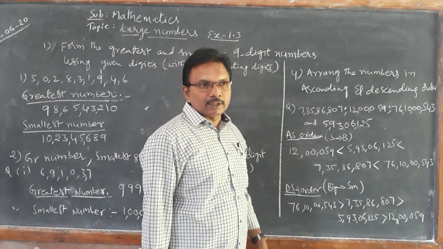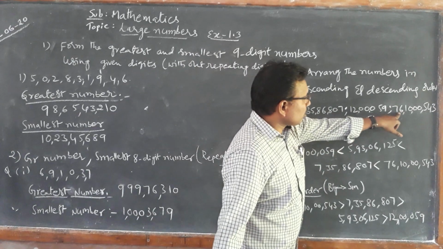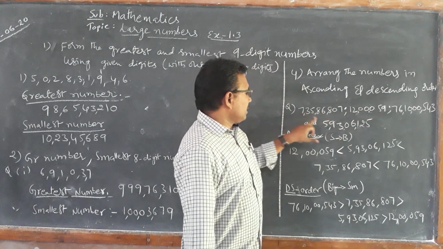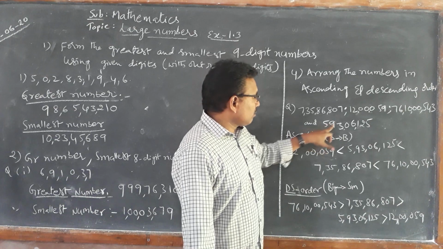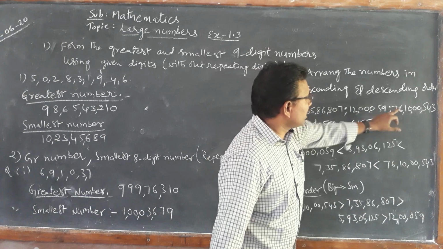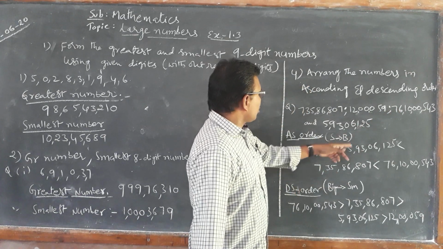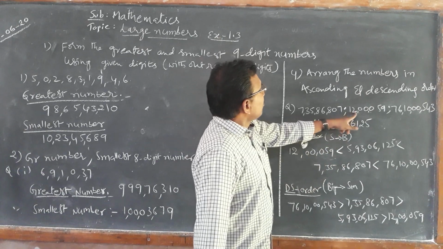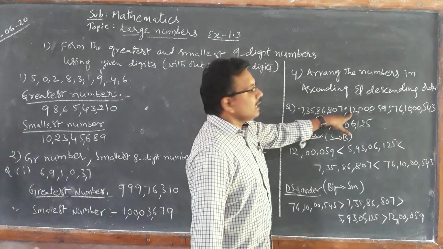Check the place values out of all these. Here this is the 10 crore place. The remaining numbers start with the crore place, but only this one starts with the 10 crore place. So that should be written last when writing ascending order, small to big. So the smallest one: only this is in the lakhs place, and the remaining are in the crores place.